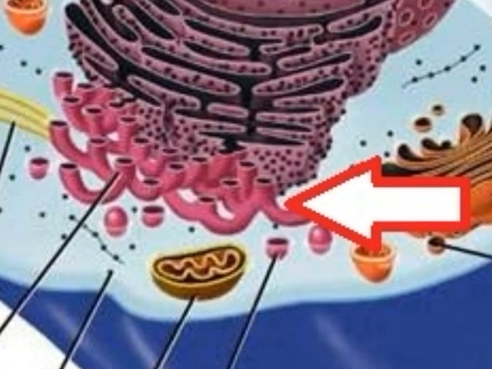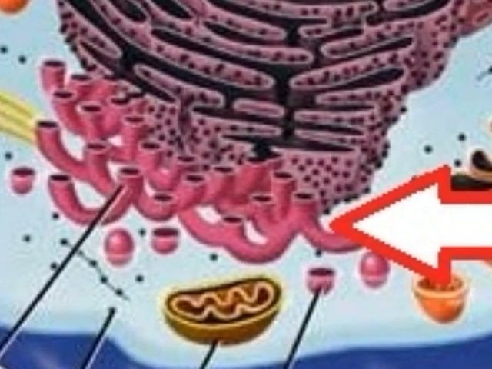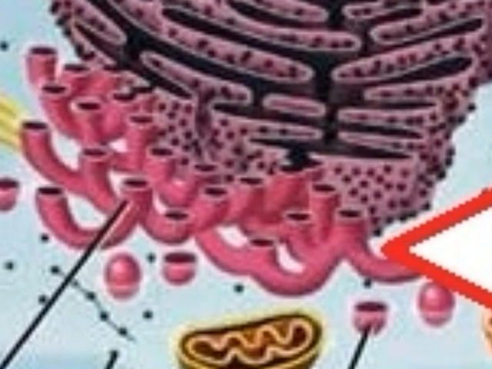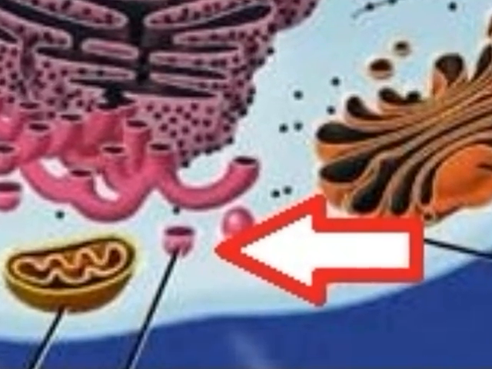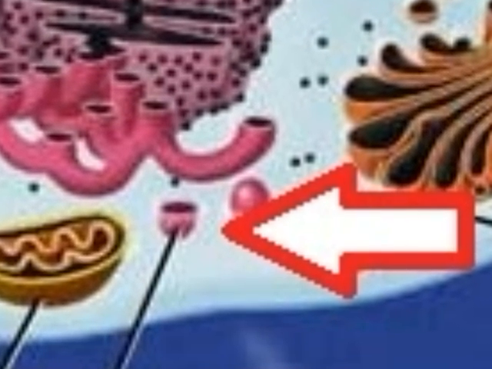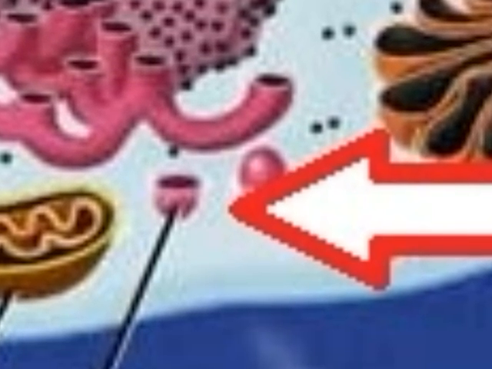The smooth ER does not have ribosomes attached to it. The job of the smooth ER is to synthesize lipids, metabolize carbohydrates, detoxify poison, and store calcium. These are called vesicles. There are two kinds: transport and secretory. The transport vesicle carries substances from the rough ER to our next stop, the Golgi apparatus. The secretory vesicle takes substances out of the cell.